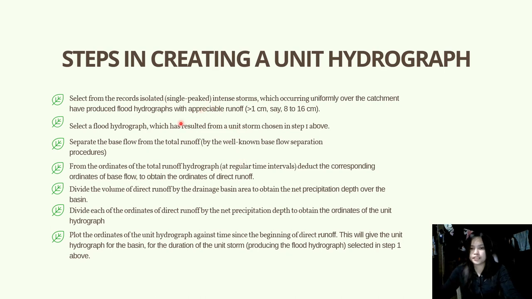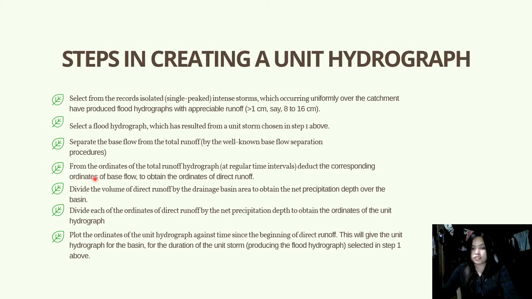There are steps in creating a unit hydrograph. First, select from the records isolated, single-peaked intense storms occurring uniformly over the catchment, which have produced flood hydrographs with appreciable runoff, greater than 1 cm, say 8 to 16 cm. Second, select a flood hydrograph which has resulted from a unit storm chosen in step 1 above. So you need to select a flood hydrograph that also corresponds with the data. Third, estimate the base flow from the total runoff by well-known base flow separation procedures.